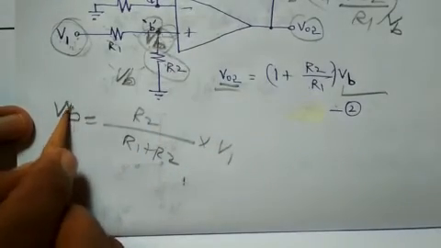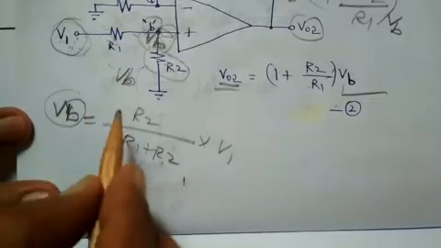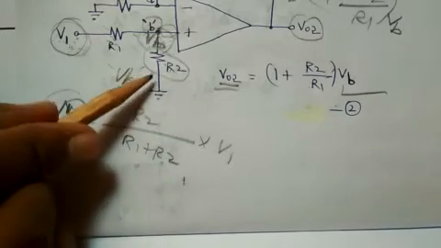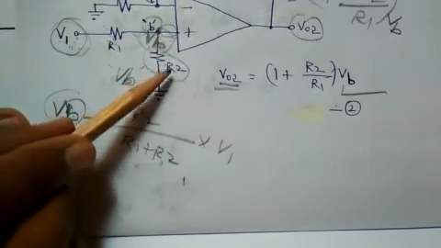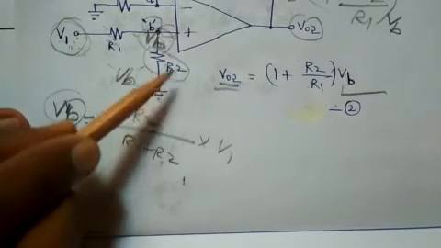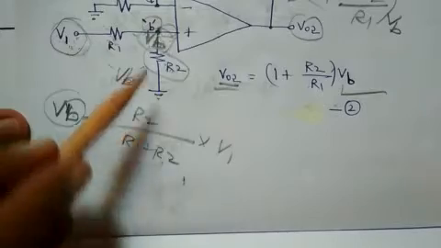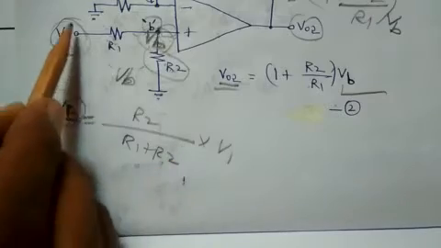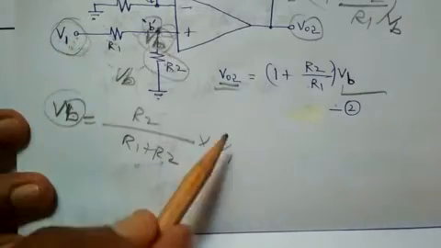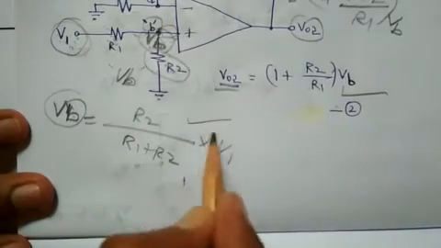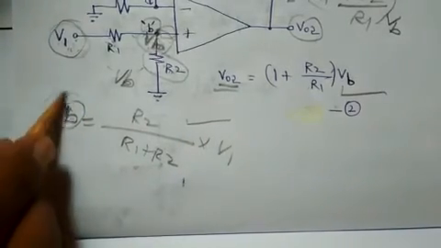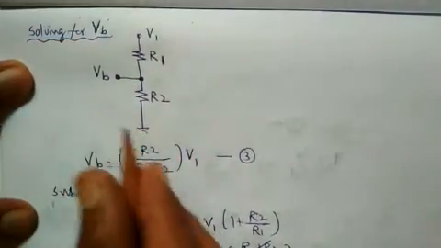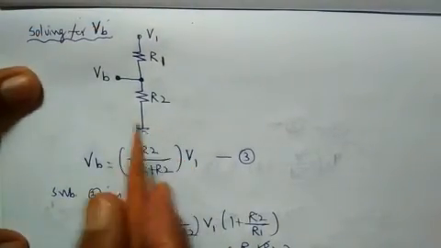So the output of the potential divider VB is calculated by considering both the resistive components in the potential divider, and the logic of the component which is directly grounded, that is R2, divided by the addition of both the components involved in setting up the potential divider, that is R1 plus R2, into the source to the potential divider, that is V1. By using this, we'll be able to find the output of the potential divider. Here we can find the detailed information about how to solve the potential divider.